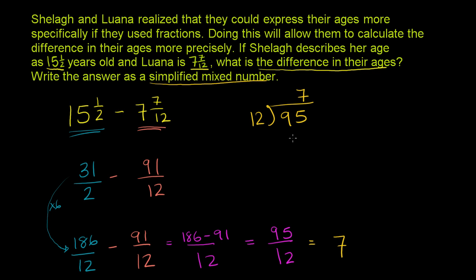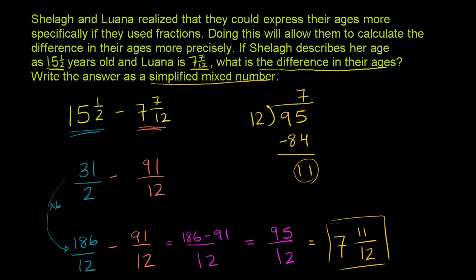7 times 12 we know is 84 from our times tables. Or you could just think it's going to be 14 plus 10 times 7, which is 70. Either way. And let's see, 95 minus 84. 5 minus 4 is 1. 9 minus 8 is 1. So we have a remainder of 11. So 12 goes into 95 7 times. You get 7 wholes, and you have 11 left over. So 95/12 is 7 and 11/12.